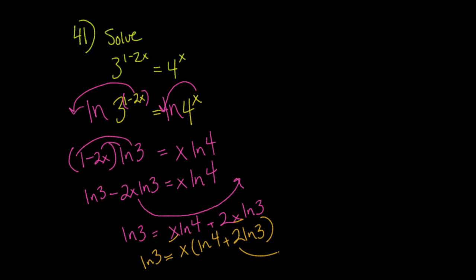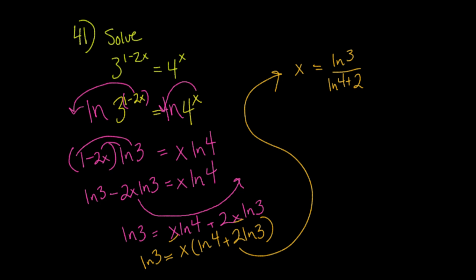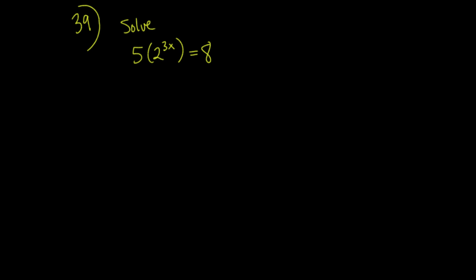So now I'm going to divide both sides by ln of 4 plus 2 ln 3, and I get that x is equal to the natural log of 3 over ln 4 plus 2 ln 3. And that's your final answer. Okay, once again, I'm going to apply the natural log to both of these.